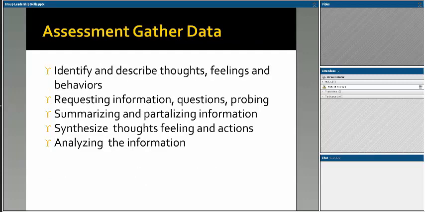You will also be gathering data. At the same time that you are doing all of these functions, you're also describing thoughts, feelings, and behaviors. You're going to expose and analyze what people are saying and summarize, partializing those things, requesting information, and then analyzing that information. So as you can see, the task of group leadership and facilitation is not just a static "I'm monitoring a conversation" or "I'm facilitating a conversation." You're actually doing a number of things simultaneously.